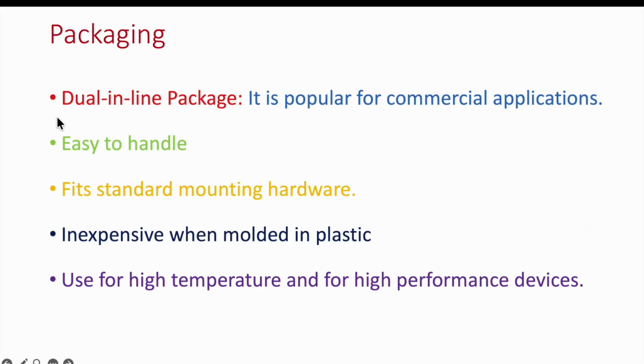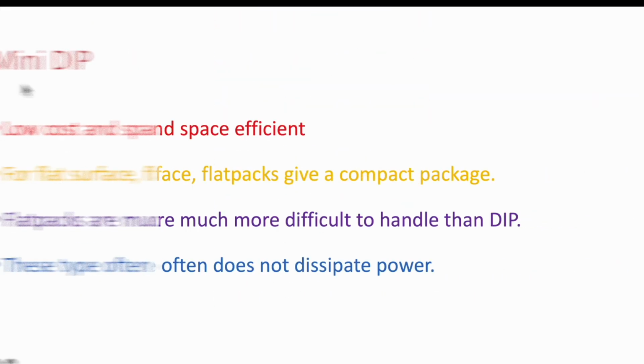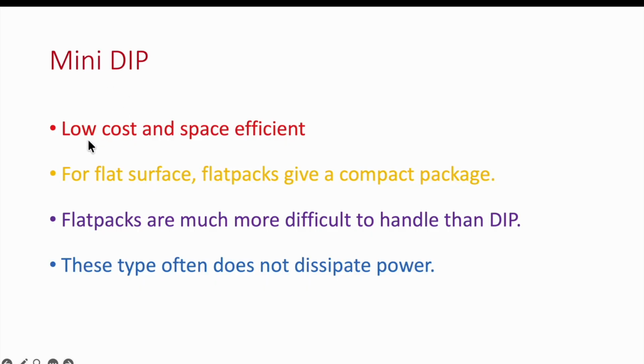It has different types of packages. The first one is the dual inline package. It is popular for commercial applications. Why? It is easy to handle, fits standard mounting hardware, is inexpensive when molded in plastic, and is used for high temperature and for high performance devices. The other one is the mini dual inline package, which is low cost and space efficient.